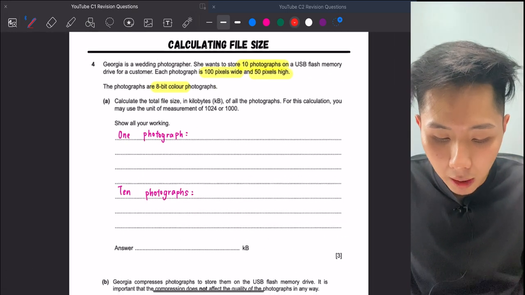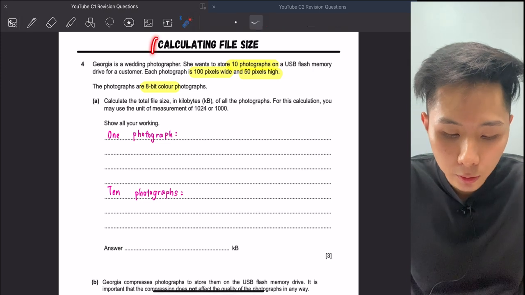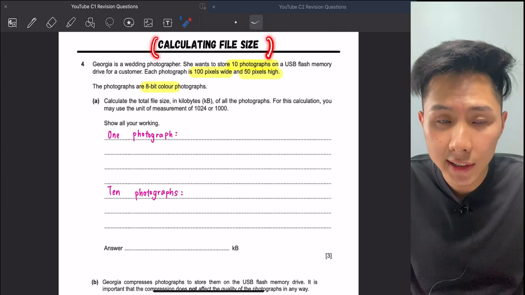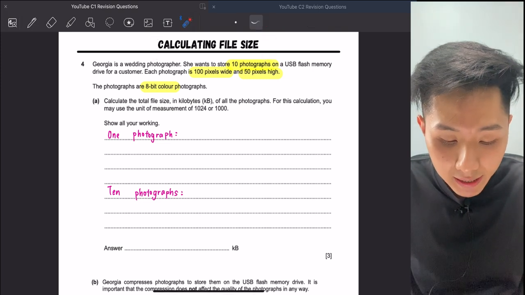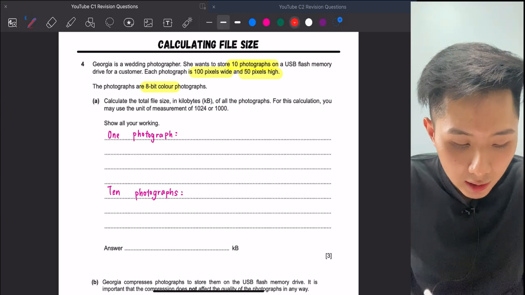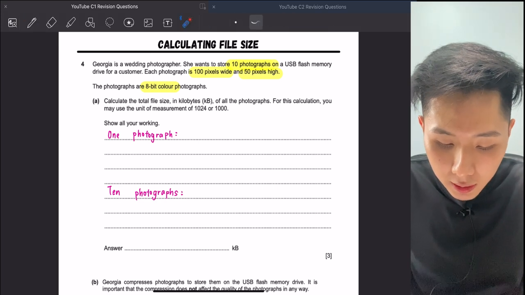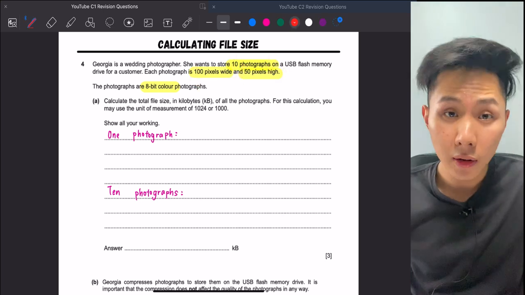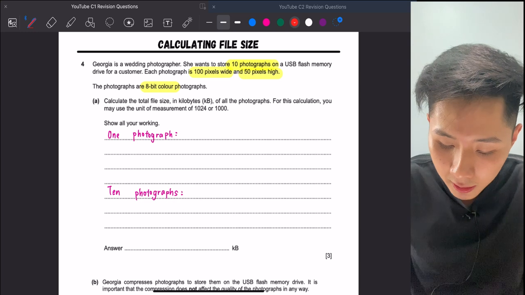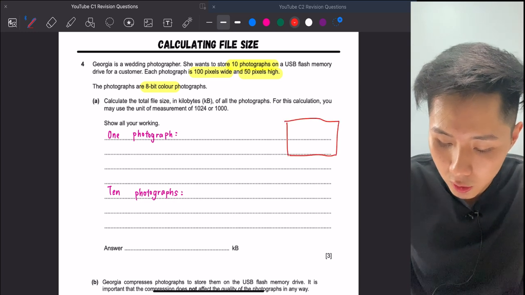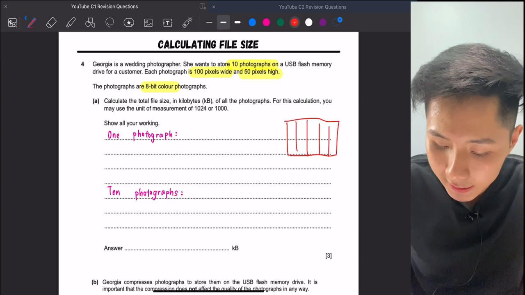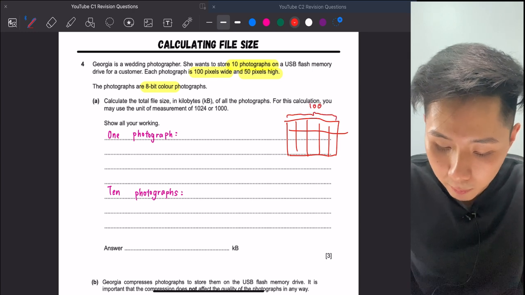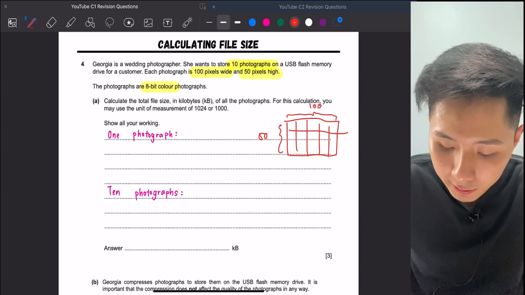The next type of question is regarding calculating file size. So let's do it. Georgia is a wedding photographer and he has 10 photographs. Each photograph is 100 pixels wide and high. To give you an idea of how this image is like, just know that this is the image roughly, and it has 100 pixels wide, so 100 boxes, and 50 boxes here.